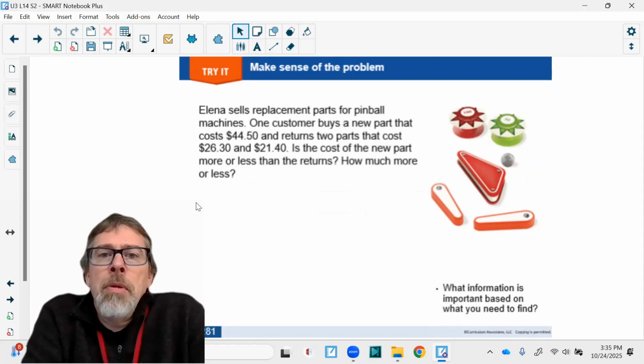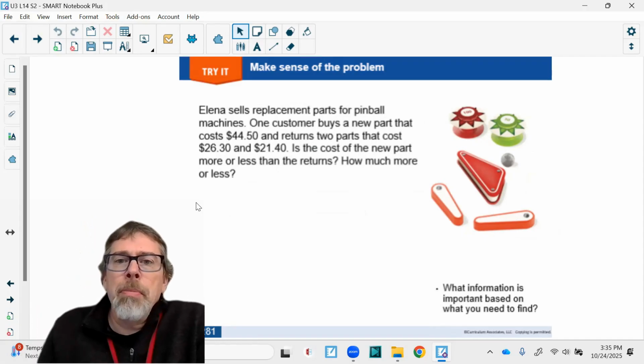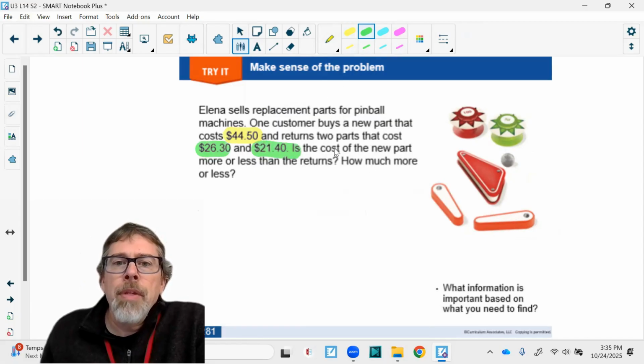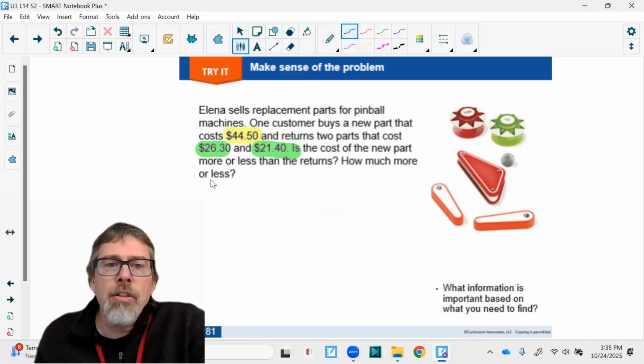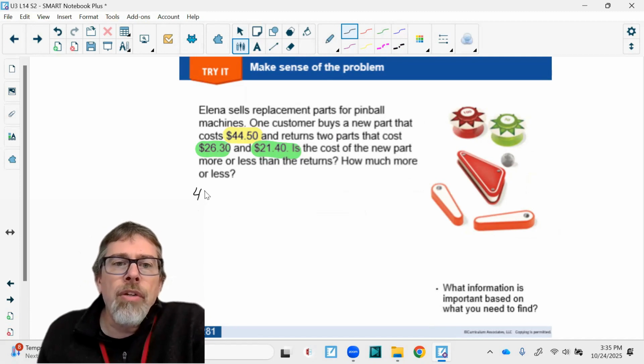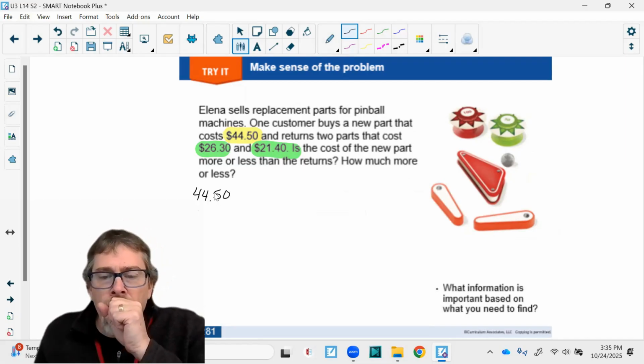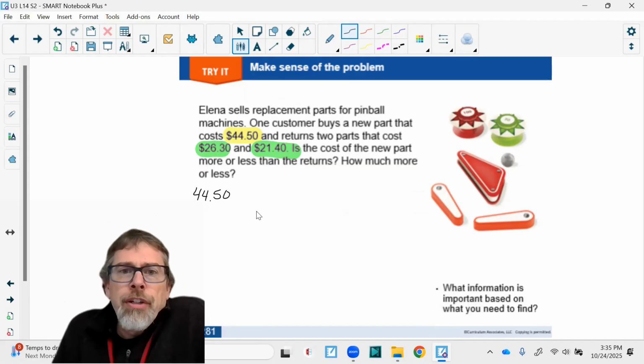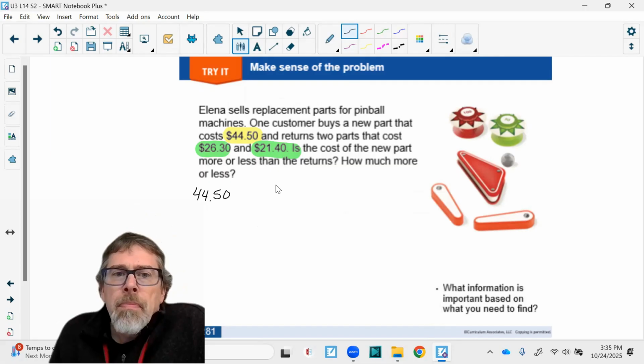Elena sells replacement parts for pinball machines. One customer buys a new part that costs $44.50, and returns two parts that cost $26.30 and $21.40. Is the cost of the new part more or less than the return? So really all we're doing here is adding and subtracting. So it's going to be $44.50 is positive. That's what they're buying. And then we're going to return the two parts.